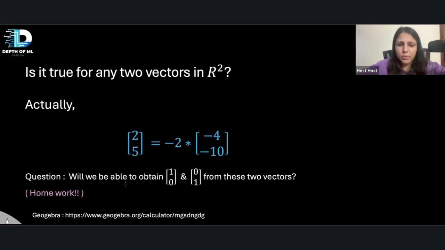So will I be able to obtain 1, 0 and 0, 1 from these two vectors? The answer is no. And you can prove this at home. Just try the same thing that you tried to obtain 1, 0 and 0, 1 and see if you can get this. The answer obviously you should get is no, because if you are able to get these two vectors, you should be able to cover all the vectors in R2. Fine. So just do this for homework.